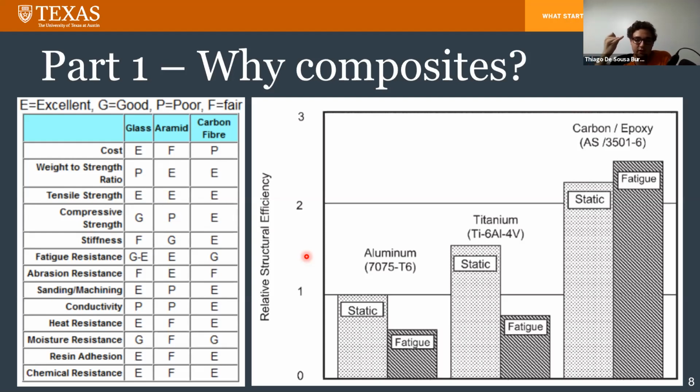Fatigue life is usually really bad for metals, especially aluminum. Steel is still pretty good, while carbon fiber, fiberglass, composites in general, usually have fatigue life as one of their best properties. Another reason why they're very widely used in the aerospace industry.